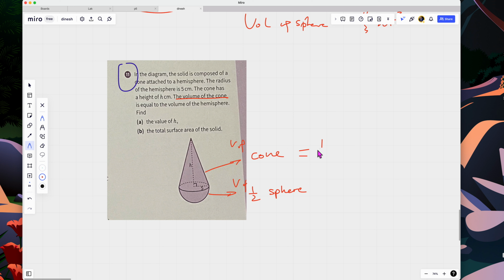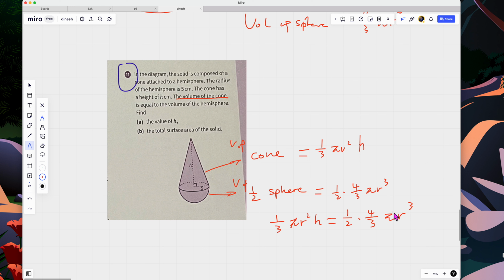So V of the cone is 1/3 pi r square h, right? Just write it down. Then volume of half sphere: a sphere is 4/3 pi r cube, right? Then half of it, you just put a half in front. After that, you just equate these two first without putting the value into it. Then you simplify before you continue.